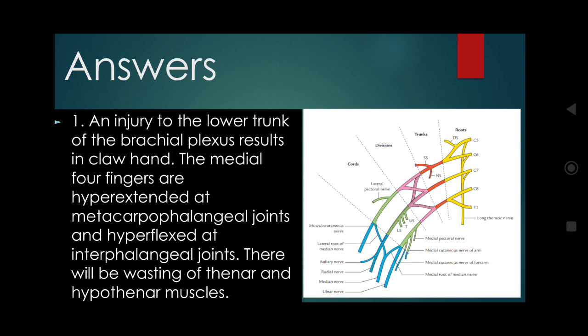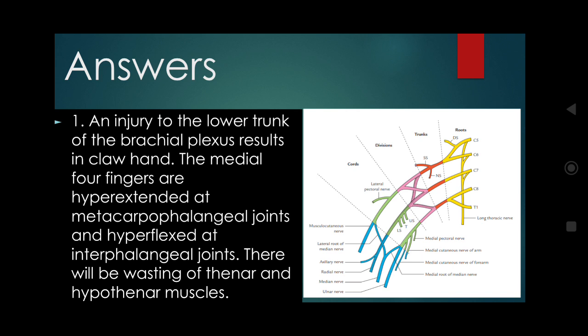Now try to observe this picture. This picture is a well-known picture which you have been studying from the beginning. That is nothing but the brachial plexus formation. Can you find an injury to the lower trunk of the brachial plexus here? In this picture, you can identify the lower trunk has been formed by the joining of C8 and T1, and both join with each other and form the lower trunk of the brachial plexus. Injury to the lower trunk of the brachial plexus causes the claw hand.